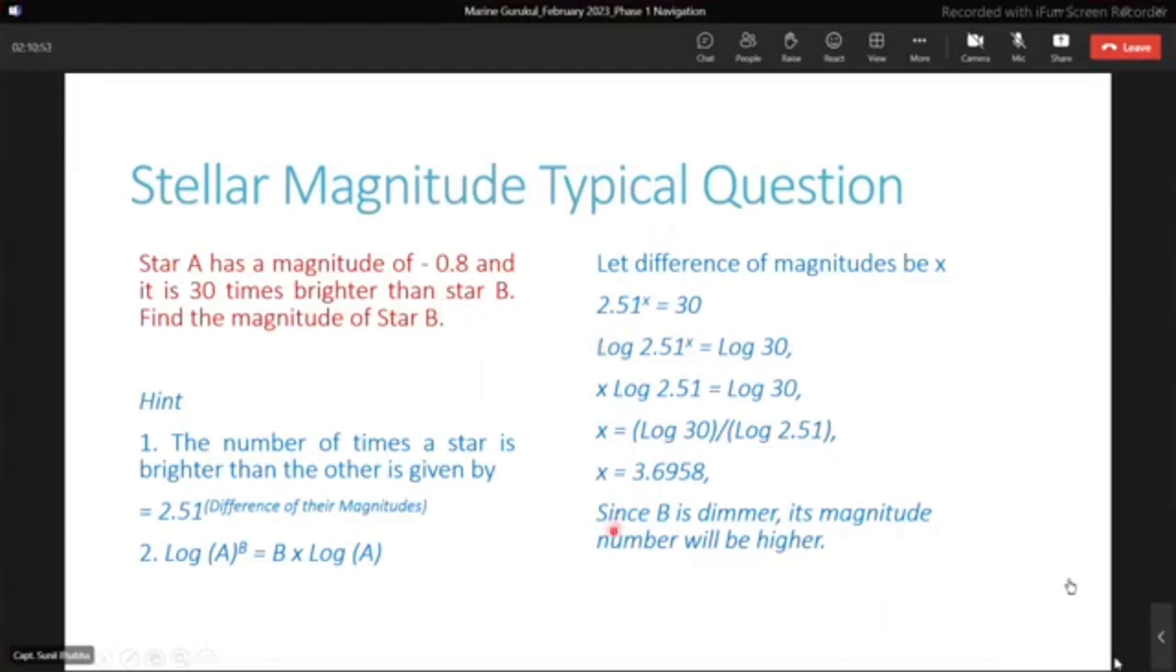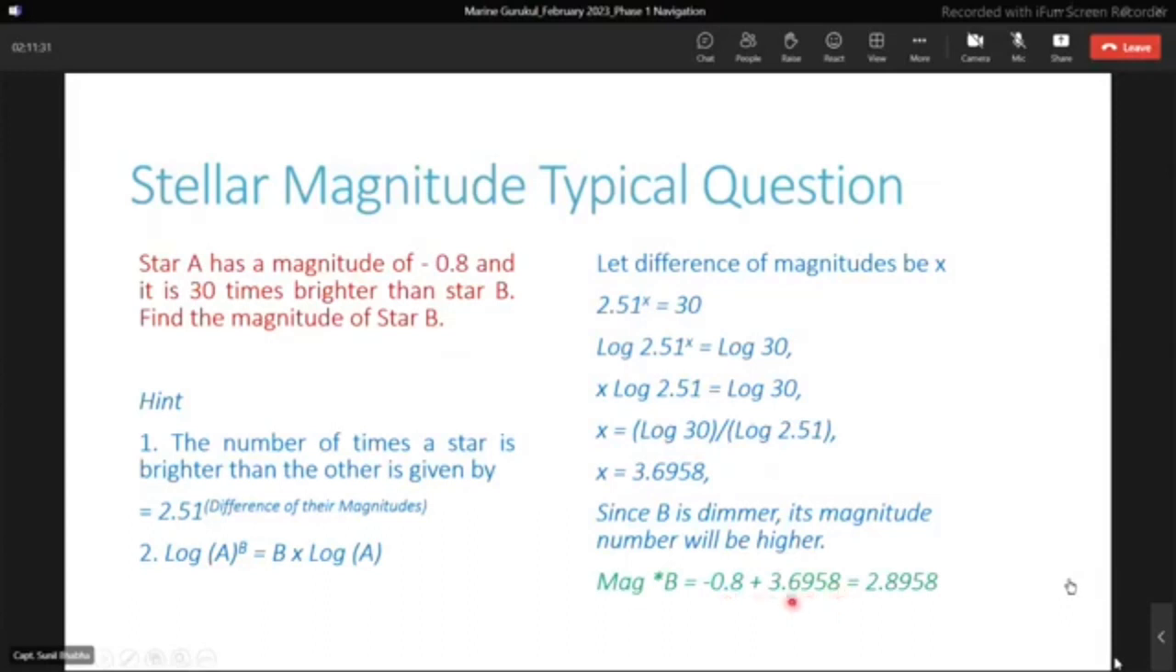Now, since it is dimmer or less bright, its magnitude number will be greater than the magnitude number of A. We know that the stellar magnitude scale is a reverse logarithmic scale. That means as the brightness increases, the magnitude decreases. And as the brightness goes down, the magnitude number increases. So this tells us that star B, which is dimmer, its magnitude number should be greater than the magnitude of A. So magnitude of A was minus 0.8.